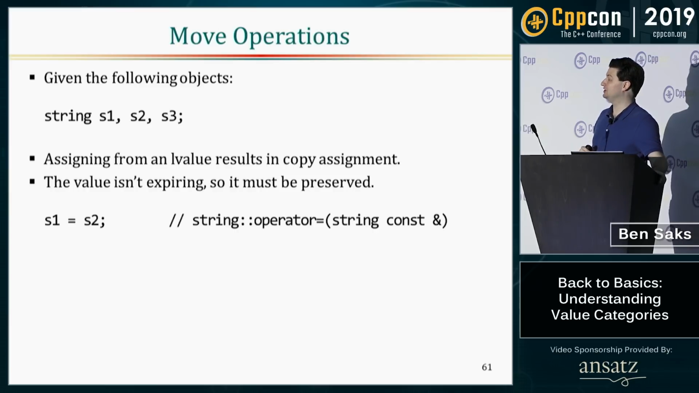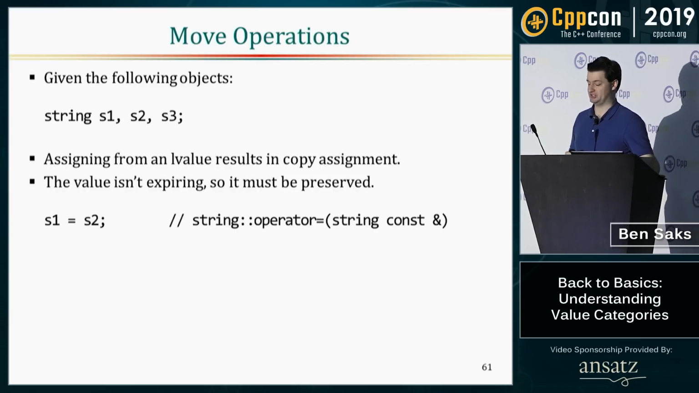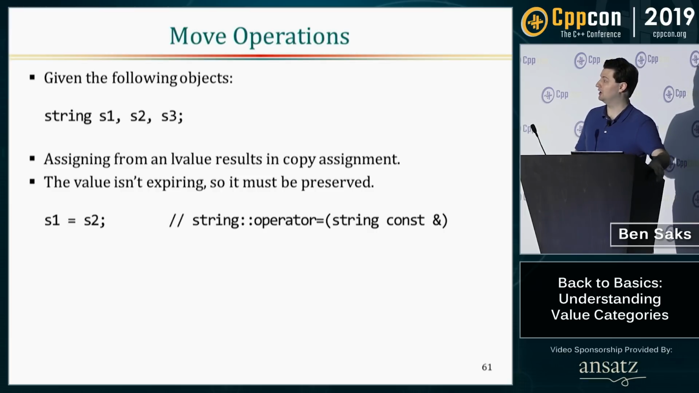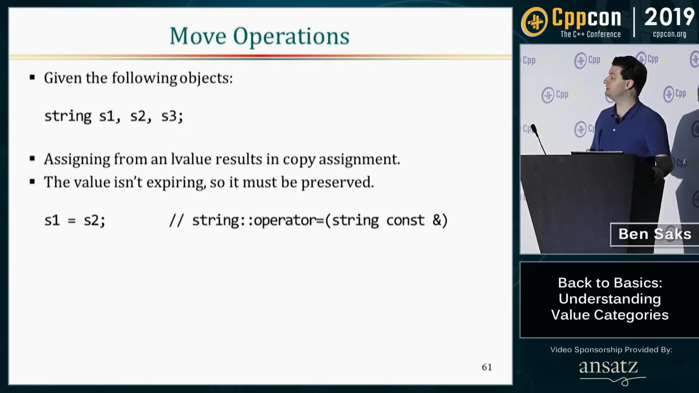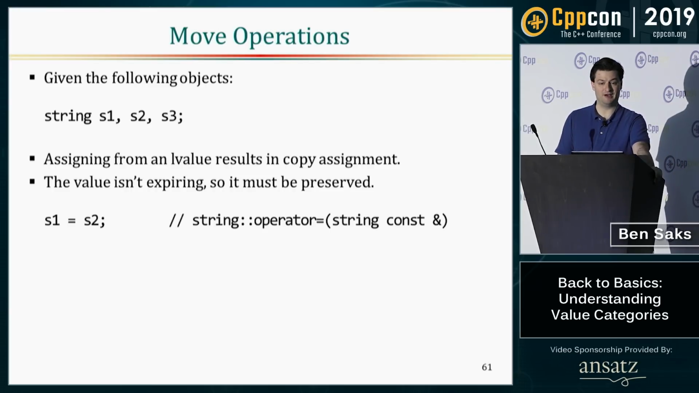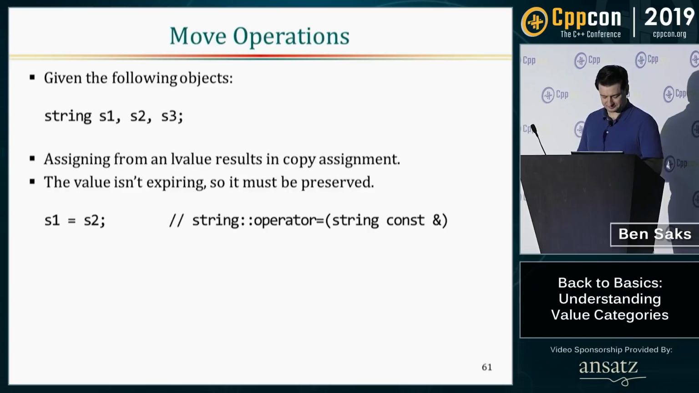So here are some objects, 3 objects of type string, S1, S2, and S3. If I assign from S2 to S1, that performs copy assignment. S2 in this expression designates an L value. It's not expiring, so the value has to be preserved, which means it has to be copied. It can't be moved from.